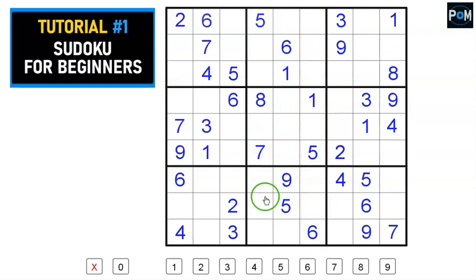How to solve this Sudoku? We're looking for some number. There's plenty, there's a lot. For example, I see here's a 4, here's a 4. I also have a 4 here. In this square, I can place a 4 as well.